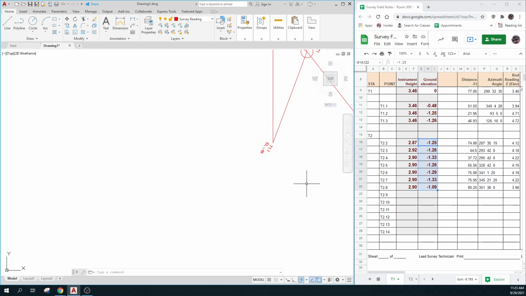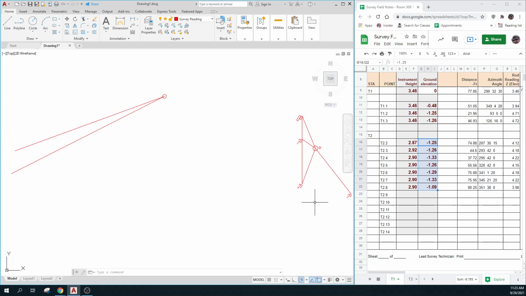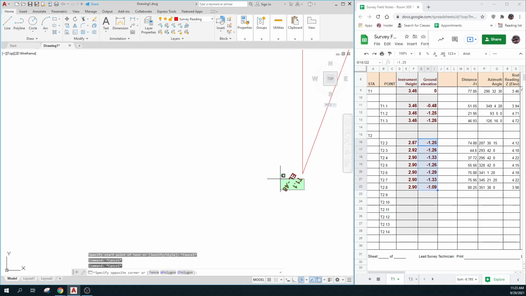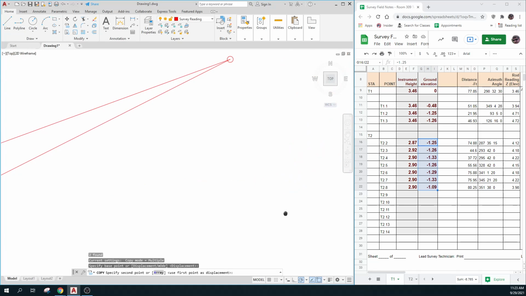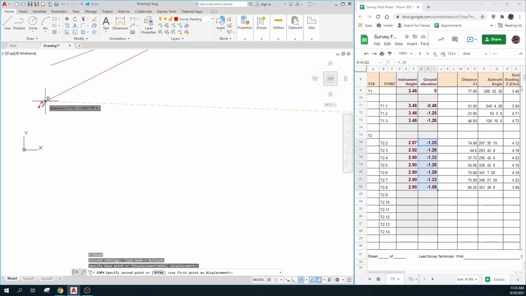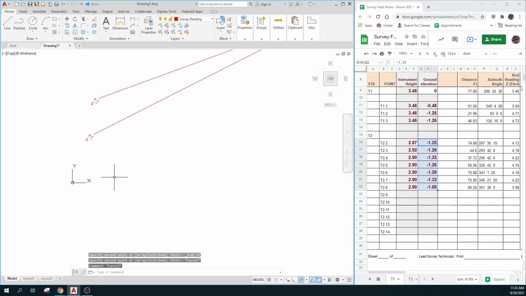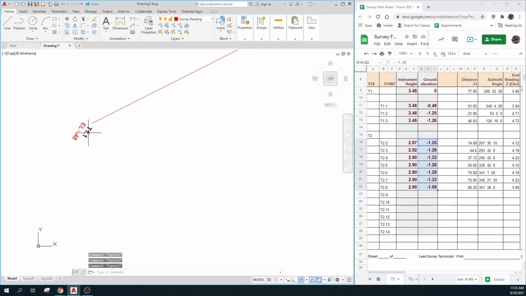Oh, and I need to get my text in there. So DT, and I don't care where your text is oriented or anything. But it's a good idea to get these in as you go. So this one is T 2.1, 2.2, and its elevation is minus 1.25.